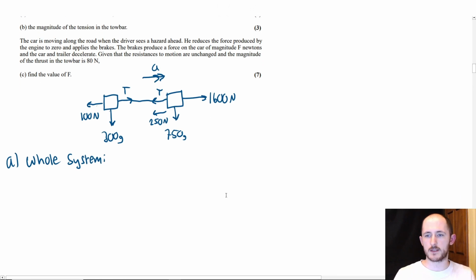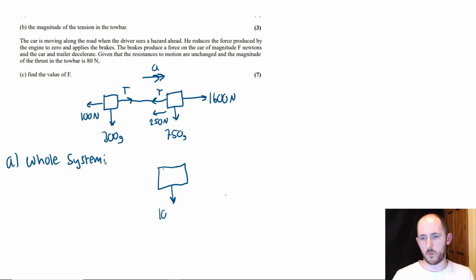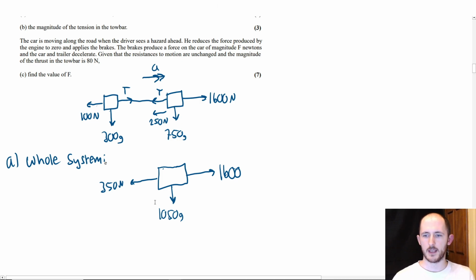If I treat this as a whole system, what that means is I have one object which has a weight of 1050 g, right? It has a driving force of 1600 newtons, and it has a total resistive force of 350 newtons. Let me just go through and tell you where I got these numbers from. This weight is the combined weight of both of these objects, so 750 plus 300. The driving force is the driving force, 1600 newtons. I should probably put newtons here as well. And this 350 is from the combined resistive forces.